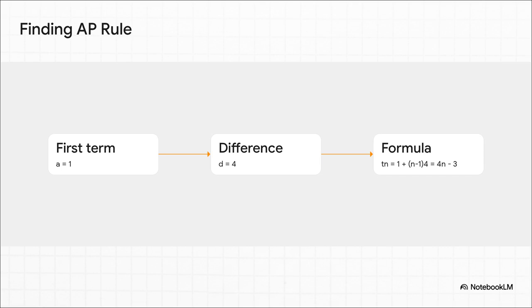Watch carefully as we break this down step by step to build our very own explicit formula for this sequence 1, 5, 9, 13. Step 1, our starting term A is 1. Step 2, we're clearly adding 4 every time, so D is 4. Step 3, we just plug these into our master formula. Distribute that 4 into the parentheses, combine your like terms, and boom, we get the beautiful, simplified, explicit rule t sub n equals 4n minus 3.